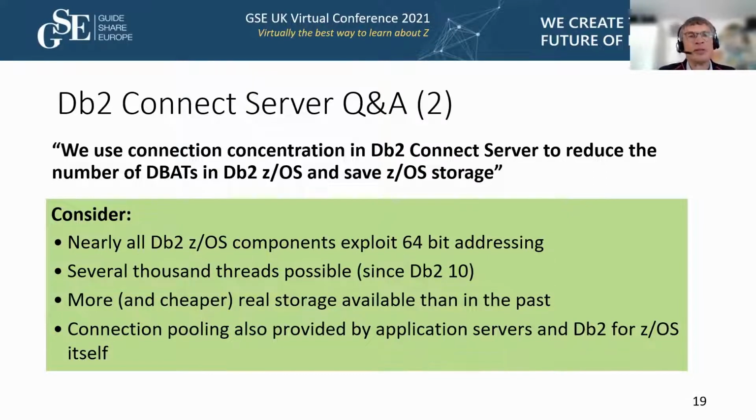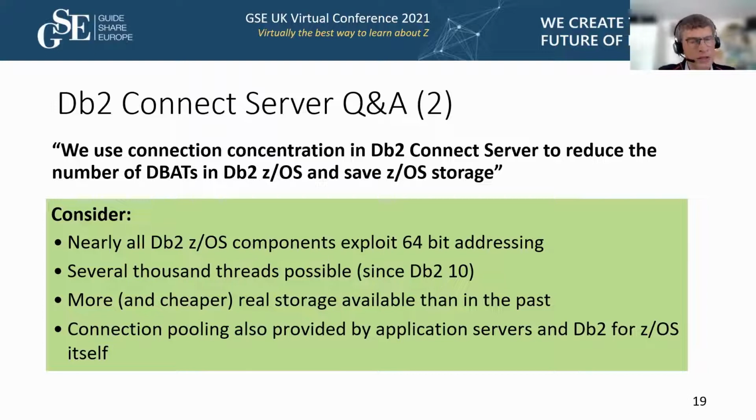This too was an accepted argument in the past. Meanwhile, we have some improvements on the Db2 side or on the mainframe side. For example, nearly all components now exploit the 64-bit addressing on the mainframe side, and especially since Db2 we now have the option to have several thousand threads theoretically into Db2.